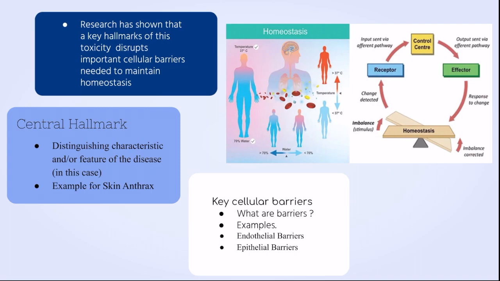So what is a central hallmark? Well, it's a distinguishing characteristic or feature of the disease. A quick example relating to anthrax: one type of anthrax is skin anthrax, and one of its hallmarks is a carbuncle, a cluster of boils that ulcerates.